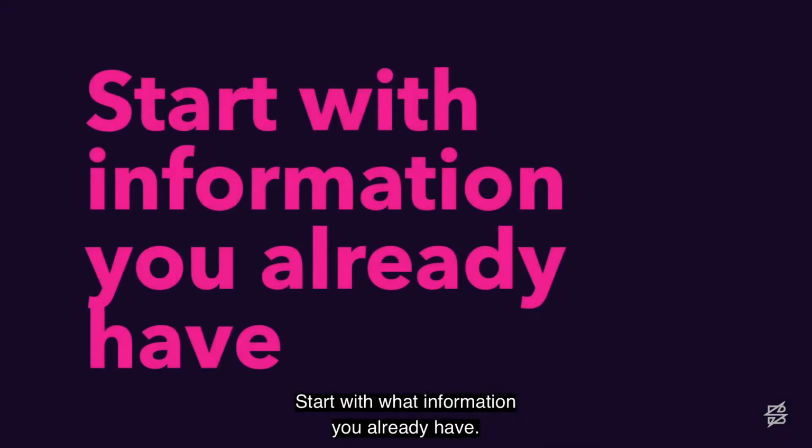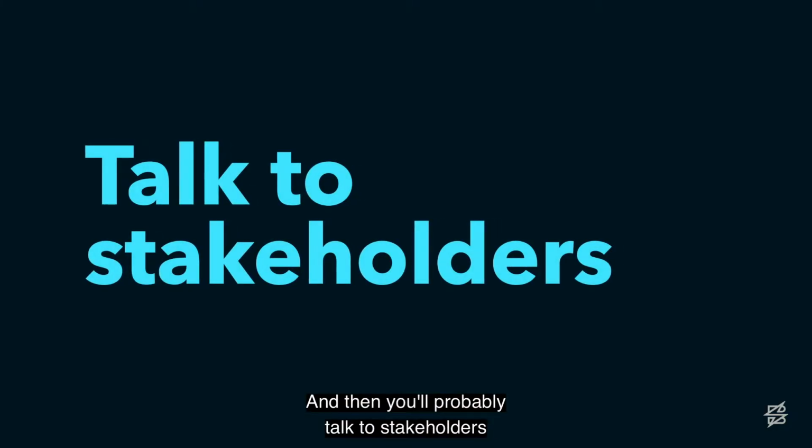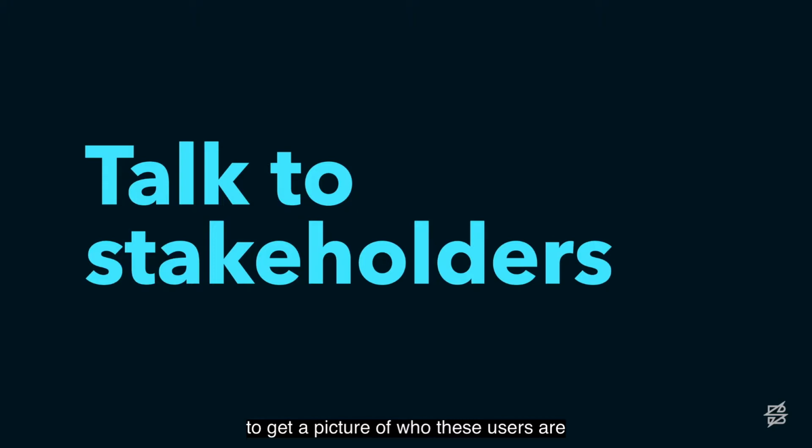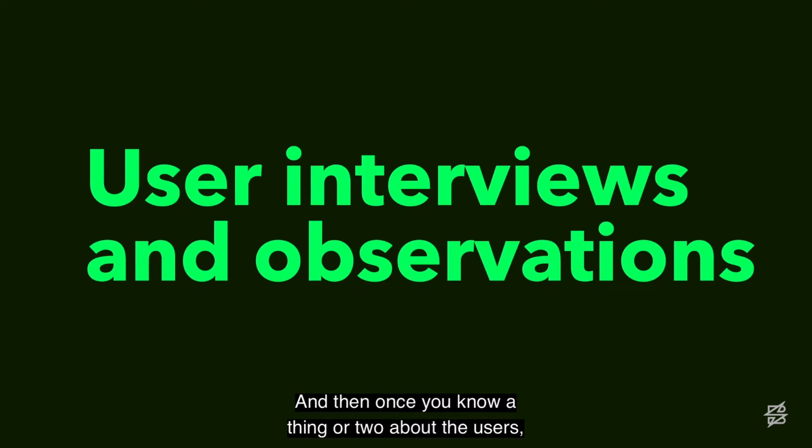Start with what information you already have. So begin by reviewing information from a marketing team or product ownership team who tend to have demographics, customer surveys, customer service call logs, website analytics, site search analytics, anything like that. These folks very often have some good stuff. And then you'll probably talk to stakeholders to get a picture of who these users are and what they might be interested in.